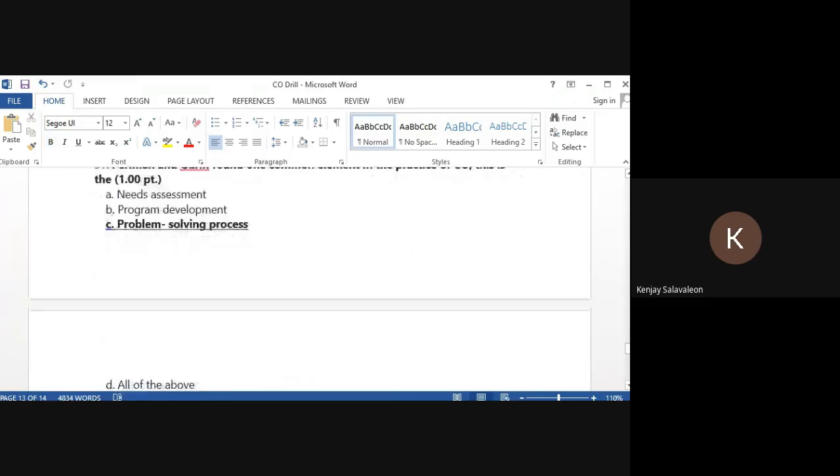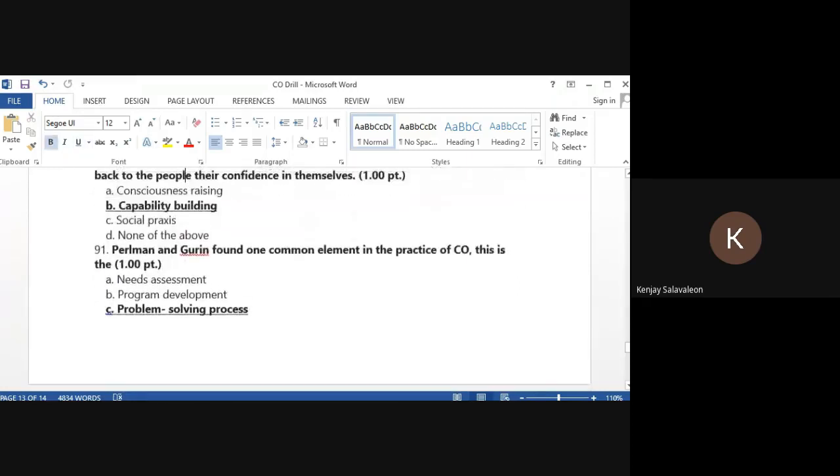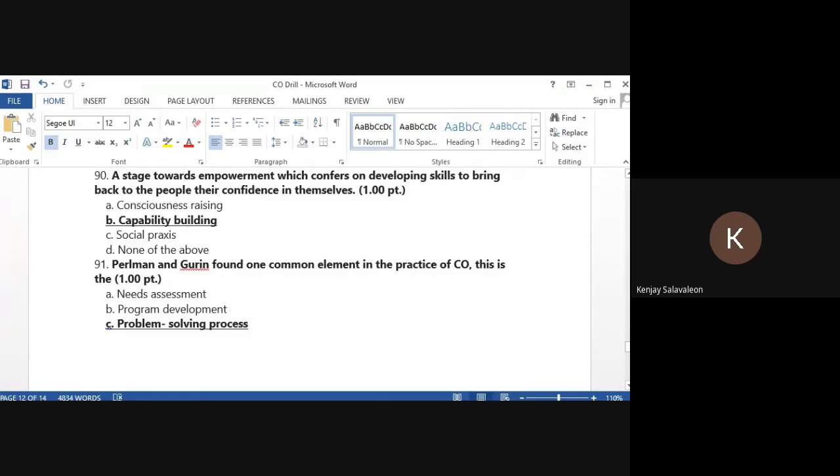90. Yan, 10 more to go. Sana wala pang natutulog. 90. A stage towards empowerment in which confers on developing skills to bring back to the people their confidence in themselves. Capability building.